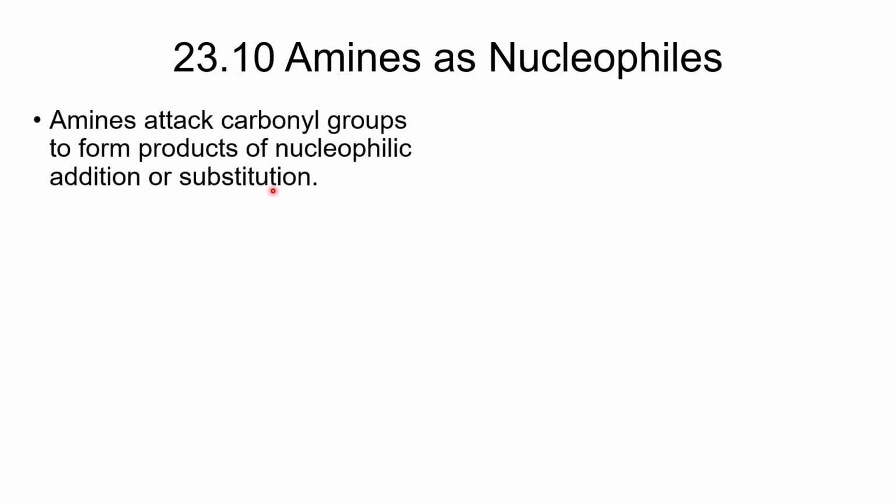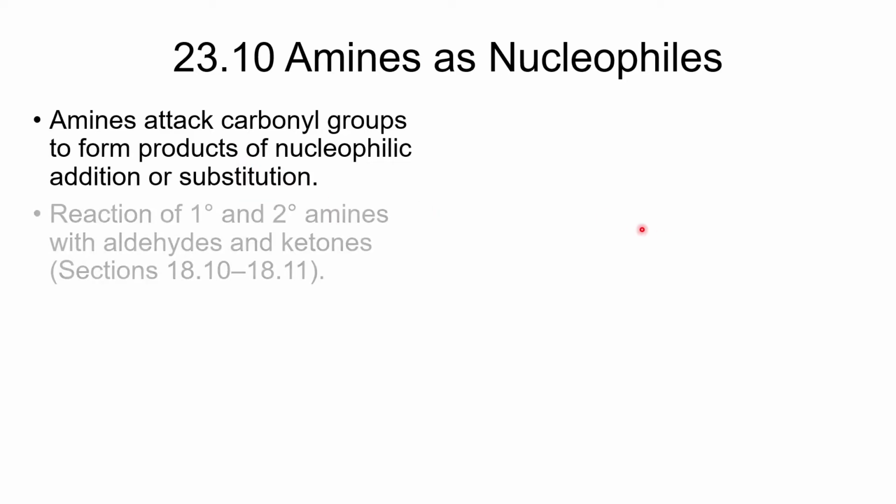In this section, chapter 23, section 10, we're going to talk about amines as nucleophiles. We previously have seen amines act as nucleophiles if we use an alkylating agent like methyl bromide. We can alkylate an amine, and we can do polyalkylation, get a quaternary ammonium salt. But we're going to look at how they act as nucleophiles on carbonyl groups.